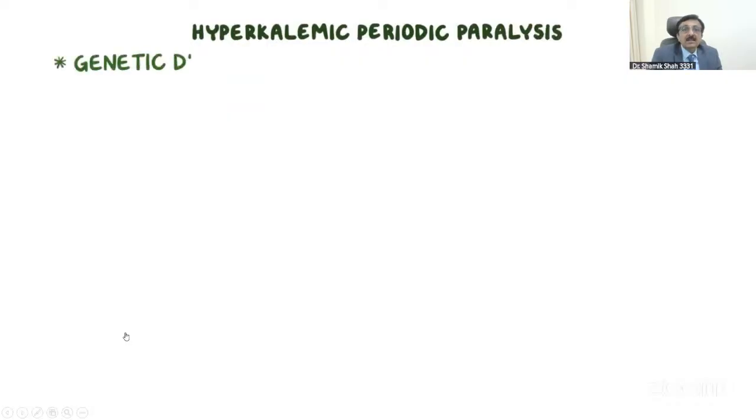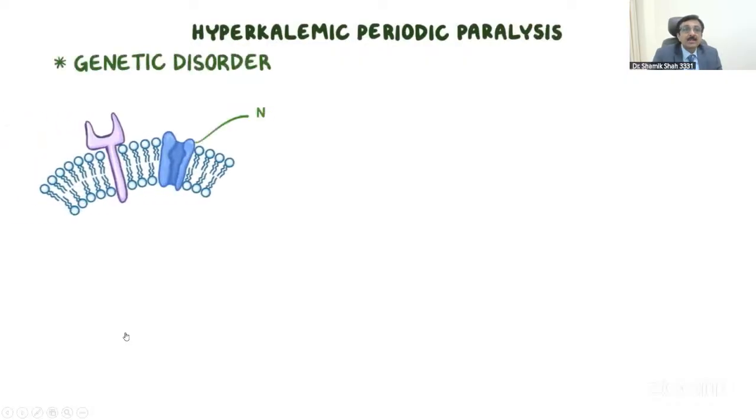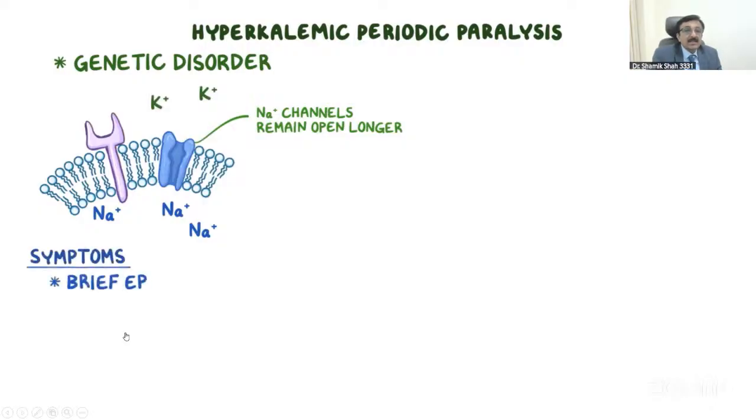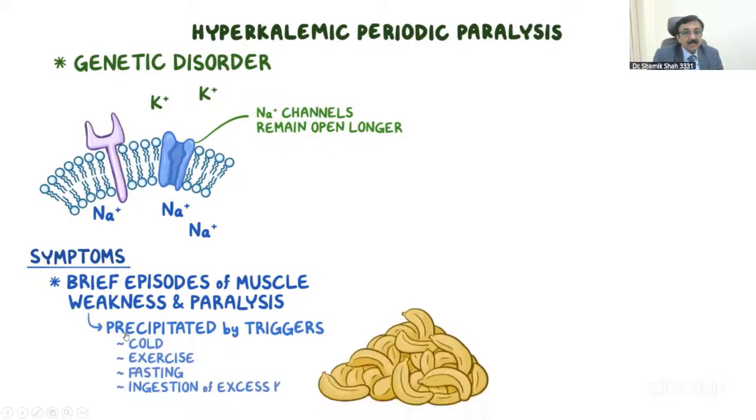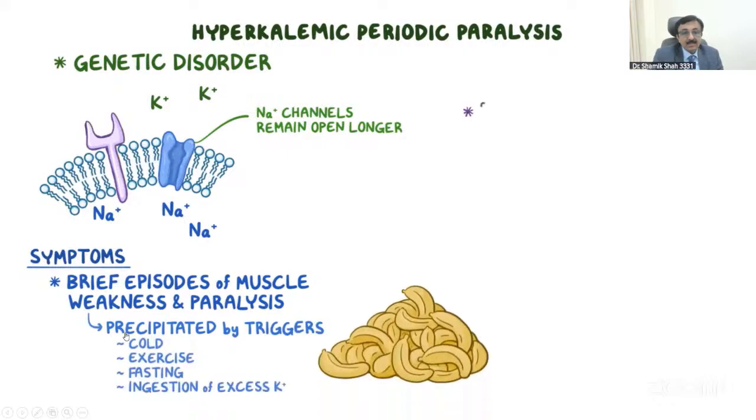And another important cause is hyperkalemic periodic paralysis, which is a genetic disorder where the sodium channels remain open for a longer time. So a lot of sodium enters the cell, and therefore a lot of potassium has to move out of the cells to maintain the equilibrium or balance. In this case, symptoms are brief episodes of muscle weakness and paralysis, which are precipitated by triggers of cold, exercise, fasting, and ingestion of excessive potassium.